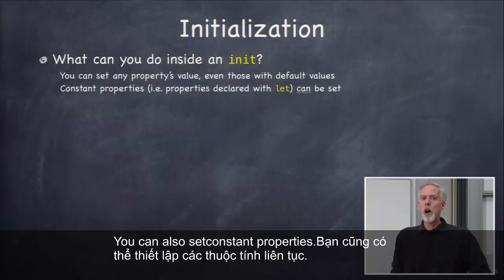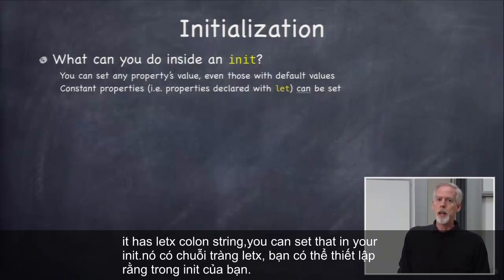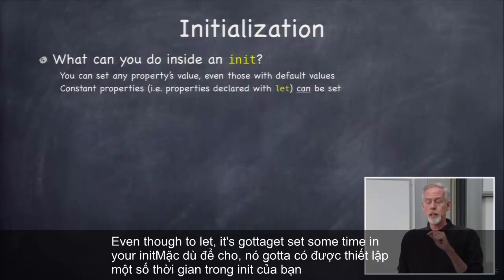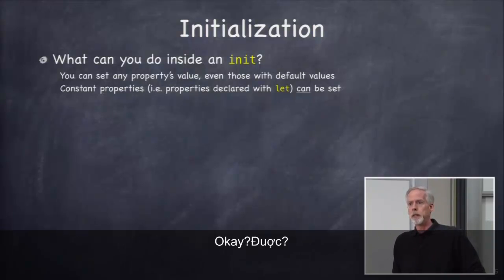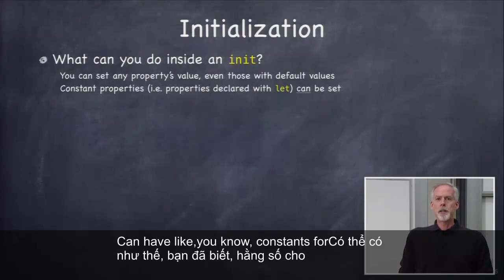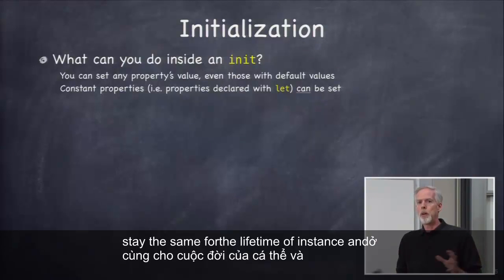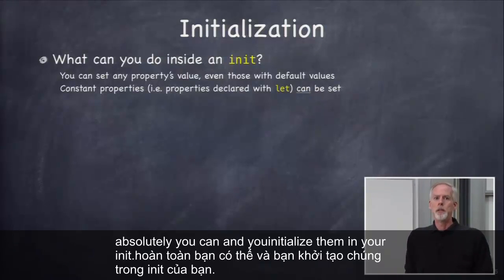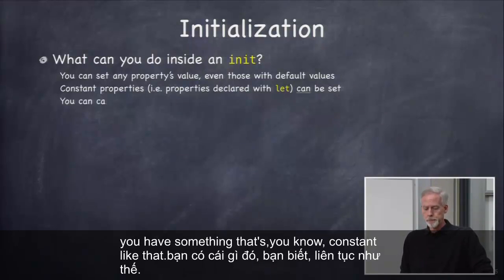You can also set constant properties. So if you have a struct or a class and it has let x colon String, you can set that in your init. Even though it's a let, it's got to get set sometime. In your init is when you can set it. You can also say equals something, but you could also set it in your init. So people sometimes don't realize, oh, I can have lets in my class. I can have constants for my class that are created at initialization and stay the same for the whole lifetime of my instance. And absolutely you can. And you initialize them in your init. That's actually good practice if you have something that's constant like that.